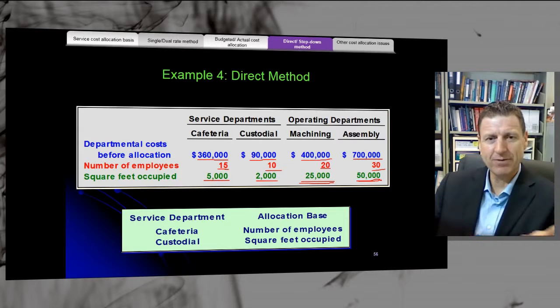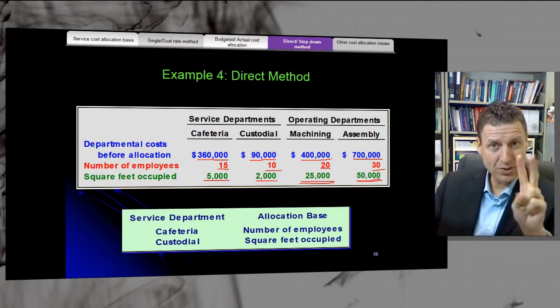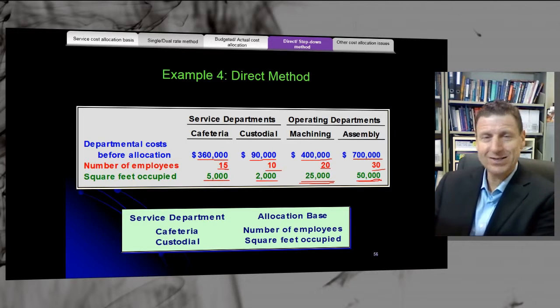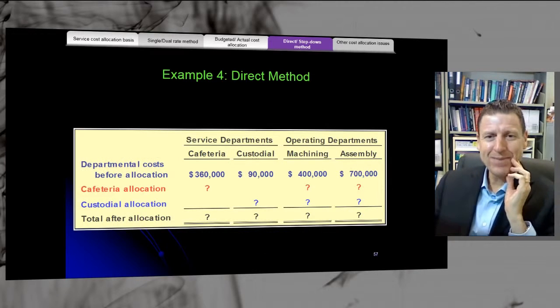So immediately you can see with custodial, we'll probably be allocating on square feet. Total square feet is 75,000, so therefore assembly is going to get 2/3 and machining is going to get 1/3. So let's have a look at the calculations. I think you've worked it out already, haven't you? Okay, so direct method, we want to allocate cafeteria and custodial to machining and assembly.